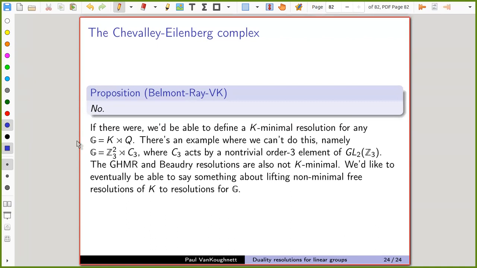Okay, so there's a couple questions that come out of this. One is, I've been talking about K minimal resolutions this whole time, but some of the resolutions that we knew about that inspired this project are not K minimal. So in general, there should be a way to start with some less minimal resolution and lift it to a resolution of the bigger group. And that's kind of where we're hoping to go with this, I think. And I think that's all I had to say. So I guess I ended somewhat early, but thank you all anyway.